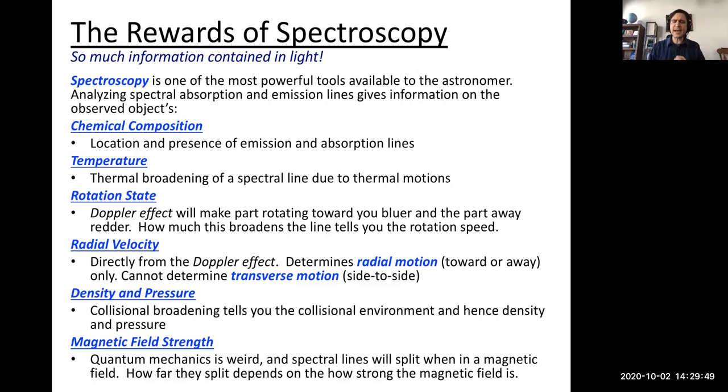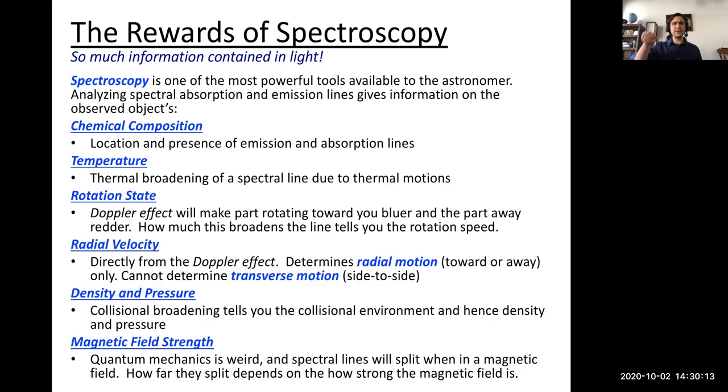We have a temperature indicator, and we have two ways of determining temperature. We can use Wien's law for things that are acting like black bodies, or we can use the thermal broadening of an absorption or emission line. So that boils down to, it doesn't matter what object you're talking about in the universe, we can determine its temperature. All we have to do is measure its spectrum, and we have ways of determining its temperature.